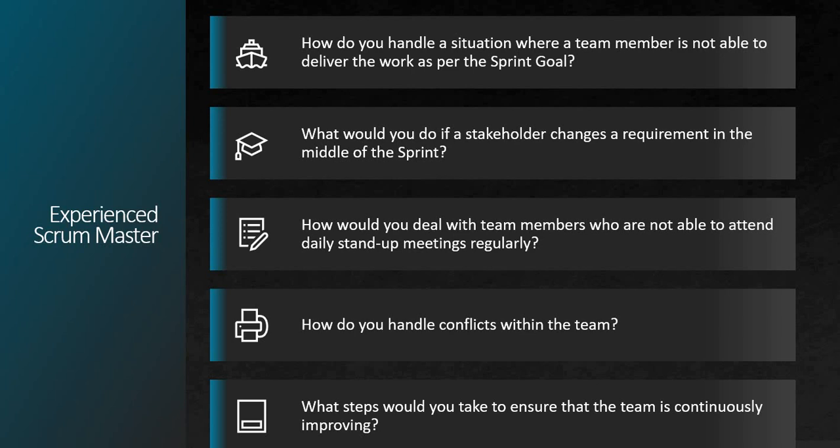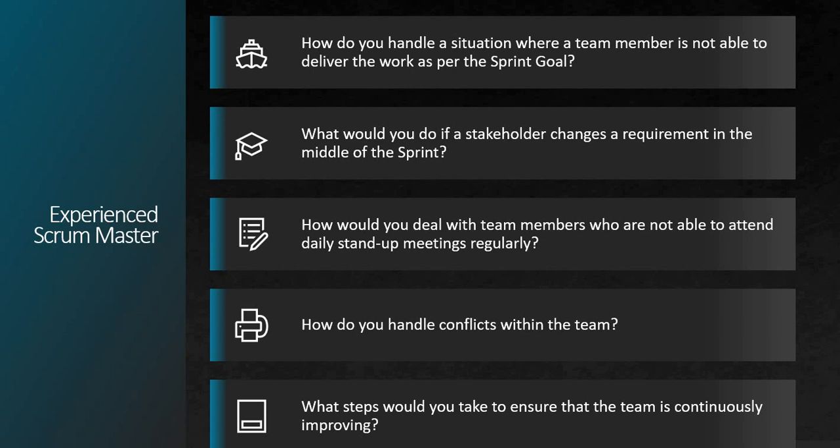How do you handle a situation where a team member is not able to deliver the work as per the sprint goal? As a Scrum Master, my first step would be a one-on-one conversation with the team member to understand the root cause of the problem. Then I would work with the team to identify any impediments or blockers that are hindering their progress. We would then brainstorm and come up with potential solutions such as redistributing tasks or seeking help from other team members. It's important to ensure that the team member feels supported and empowered to take ownership of their work.